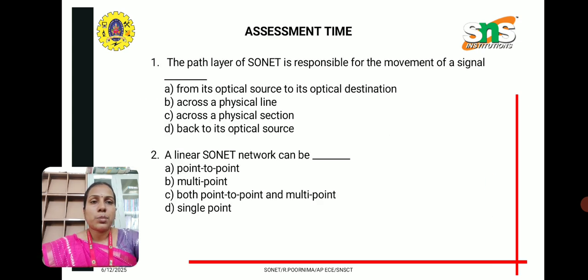So these are the assessment questions. The path layer of SONET is responsible for the movement of a signal from the optical source to the optical destination. And a linear network can be both point to point and multi-point.